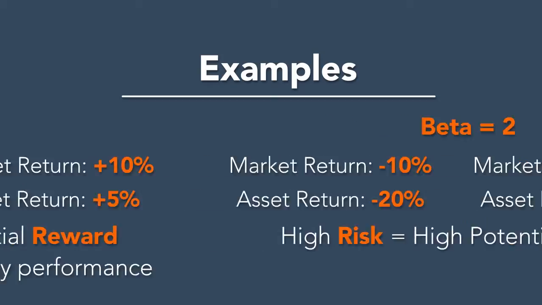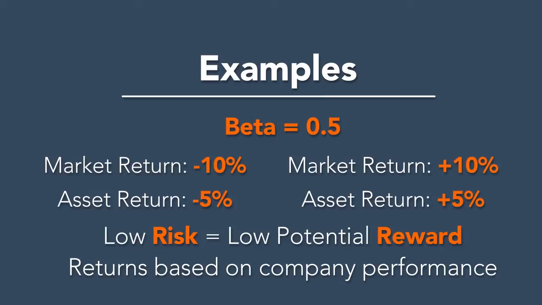A low beta stock, say at 0.5, would only rise by 5% if the market rises by 10%, but it's also only going to fall by 5% if the market falls by 10%. This means that the return of that security would have more to do with the performance of that specific company or asset rather than the performance of the market as a whole.